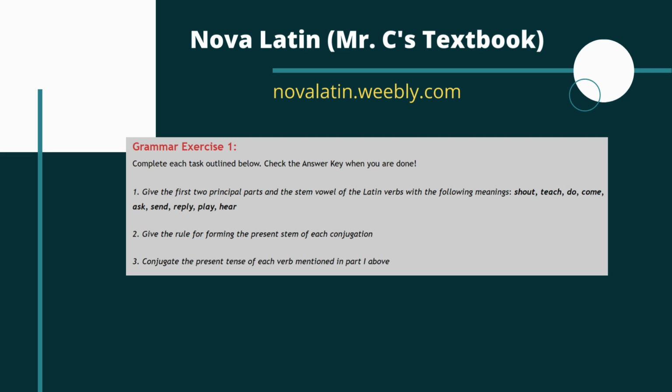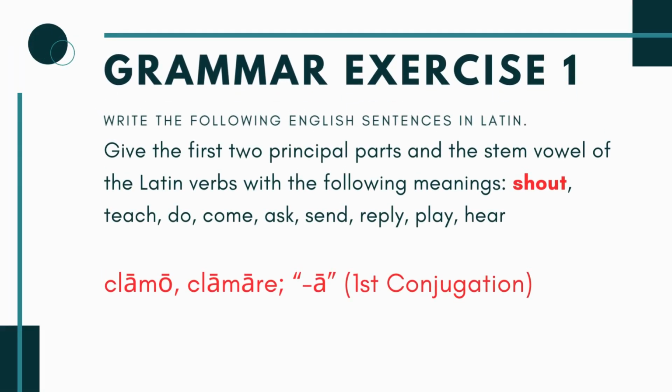So there's a couple of different pieces here. It's one of the longer exercises, because instead of giving you sentences, you're doing a bunch of verbs and conjugating. So it might take a little bit, but I'll walk you through it and make sure that you're on the right track. So the first part of grammar exercise 1 says give the first two principal parts and the stem vowel of the Latin verbs with the following meanings, and then you get a bunch of different verbs.